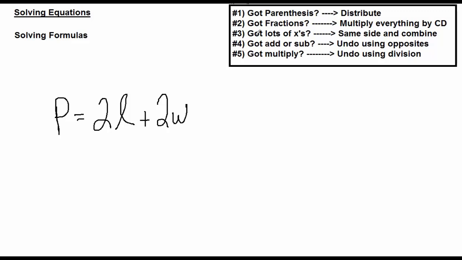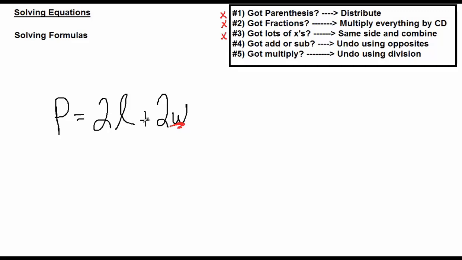And so to do that, we can also use the 5 gots to solve formulas. All you got to do is go down the same 5 got process to get W by itself. Let's try it. I'm trying to get W by itself. Let's look. Got parenthesis? No. Got fractions? No. Got lots of, now in this case, it's not x's, it's W's. Do we got lots of W's? No. Do we got addition or subtraction? We do. We have a plus 2L.